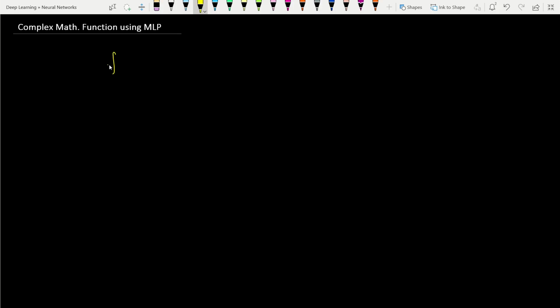So here I am considering f of x as a mathematical function, and it looks like this. Suppose I am considering sine x square plus root over of 5x. Okay, this is a complex mathematical function I have taken here. As per your requirement, you can take any function, but for an example I have considered this. Now, how do we represent these mathematical equations in the form of a multilayer perceptron?